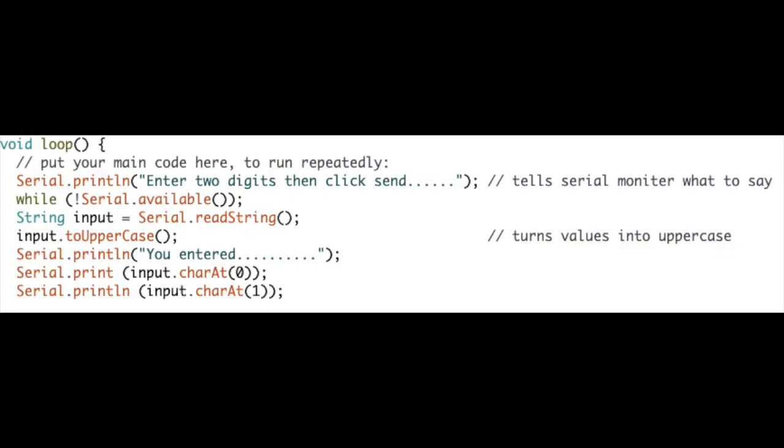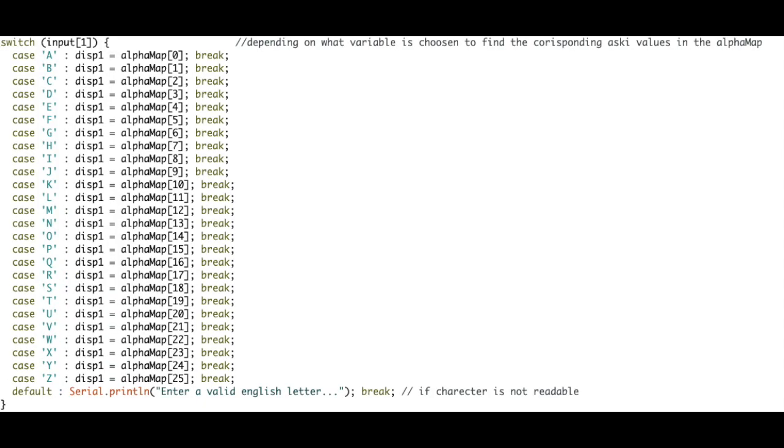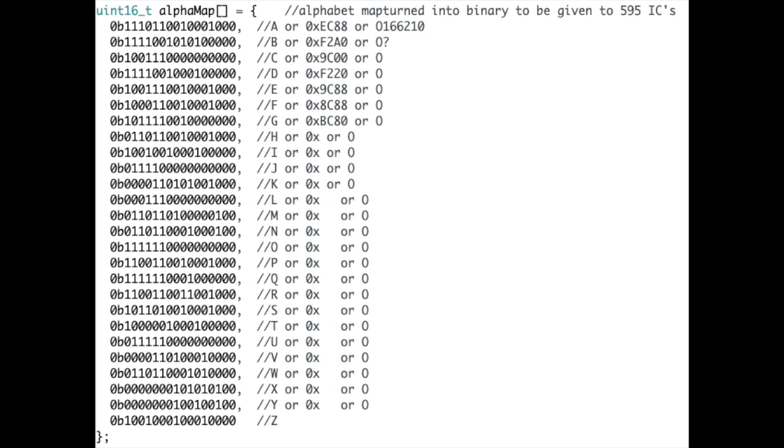On screen is the first part of my loop statement, where the serial monitor interacts with a person typing any 2 English letters. The 2 values are instantly converted to uppercase letters, then written back in the monitor. Next, the letters need to be found within a switch statement, where once found they are matched with the corresponding alphabet map, which then gives us the ASCII values of each letter.